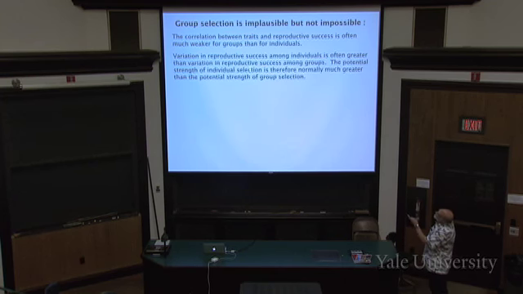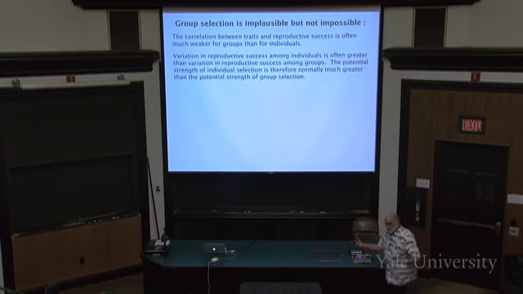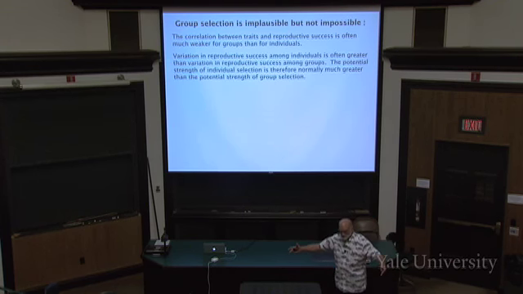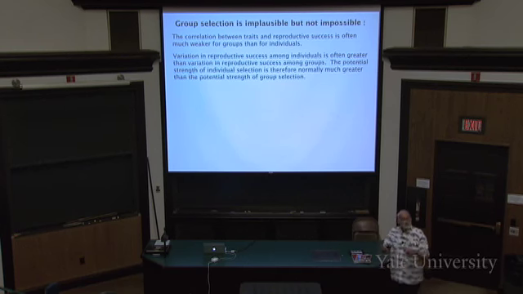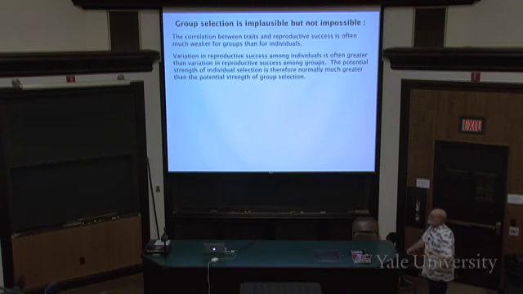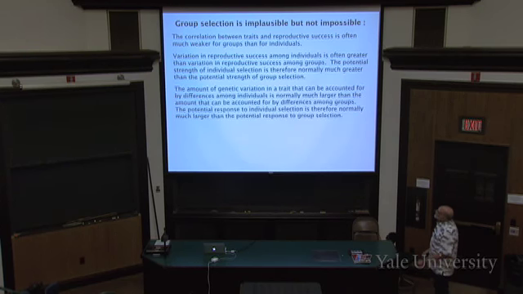The variation in reproductive success itself is usually greater among individuals than among groups. You can just see it statistically. The reproductive success of the group is going to depend upon the average of the reproductive successes of the individuals in it, and so normally the variation will be greater among the individuals than it would be among the groups.